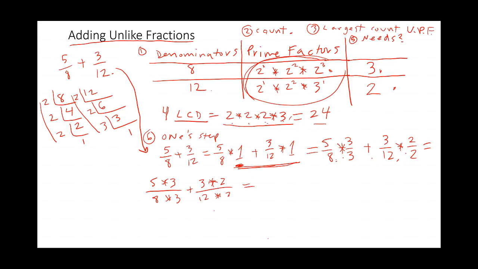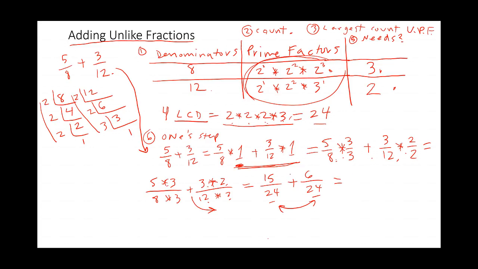And here comes the magic, right? 5 times 3, that is 15. 8 times 3, that's 24. Plus, I'm rewriting this. 3 times 2, that is 6. 12 times 2, that's 24. And there it is, the magic of LCD. We have 2 fractions that like each other now. The denominators are the same.